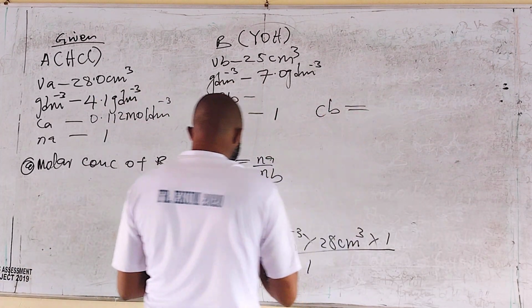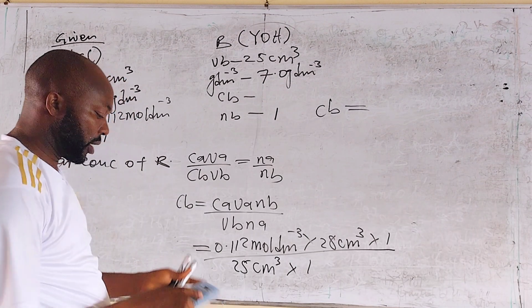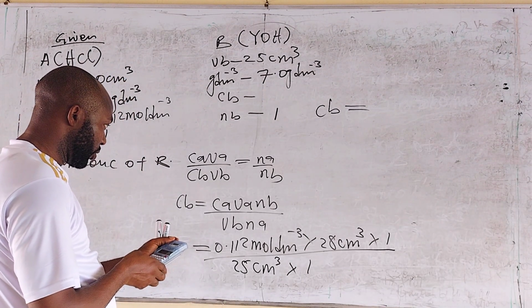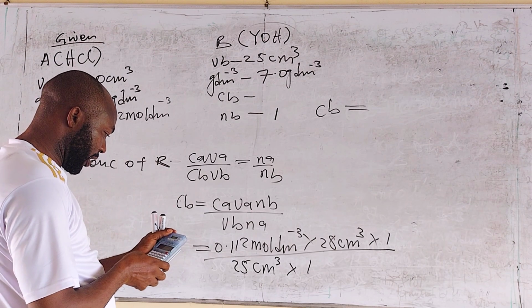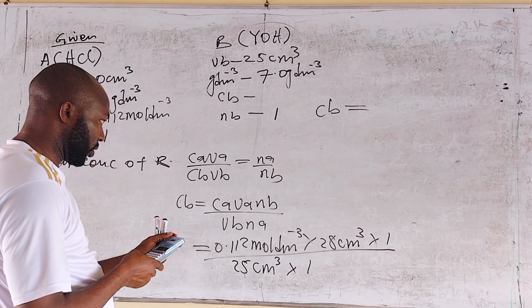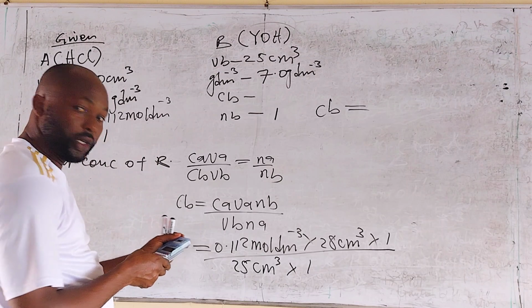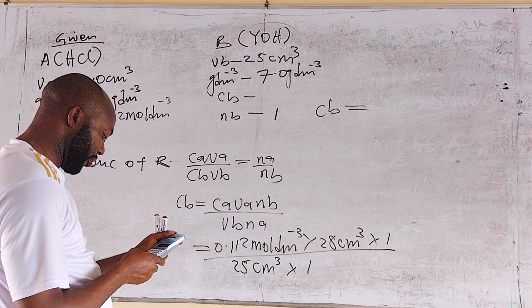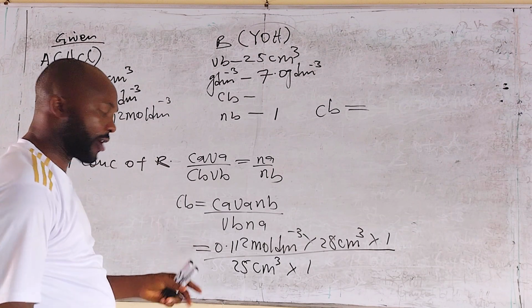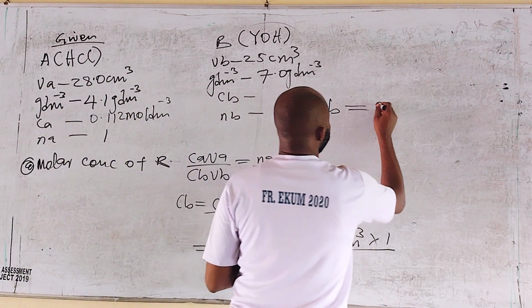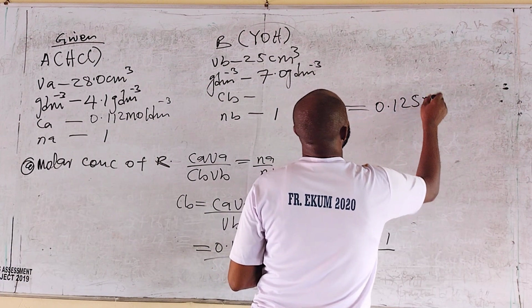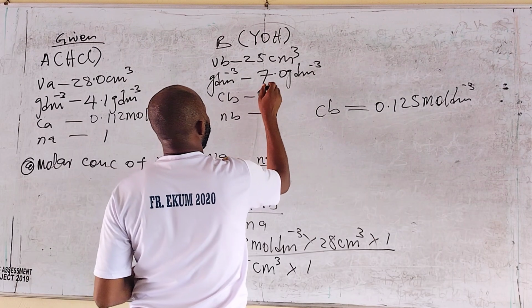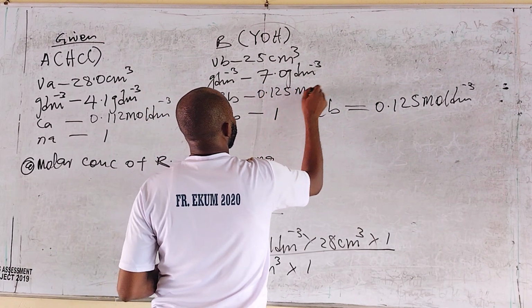So CB is equal to 0.112 times 28, times 1 is the same, divided by 25, which is equal to 0.125. So 0.125 mole per dm³.